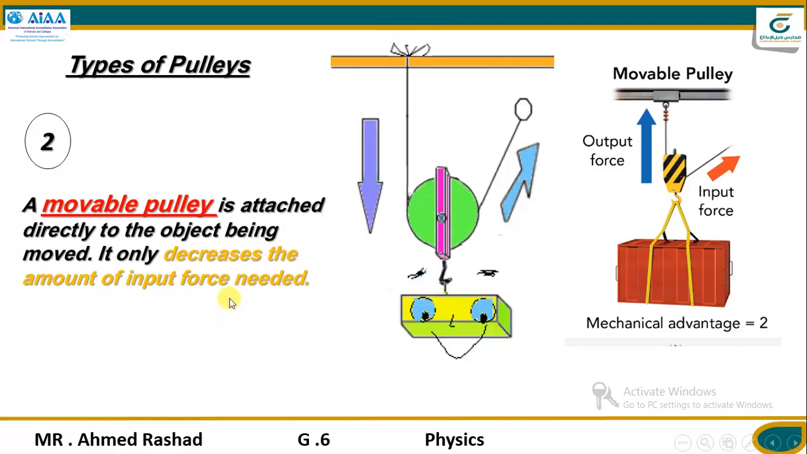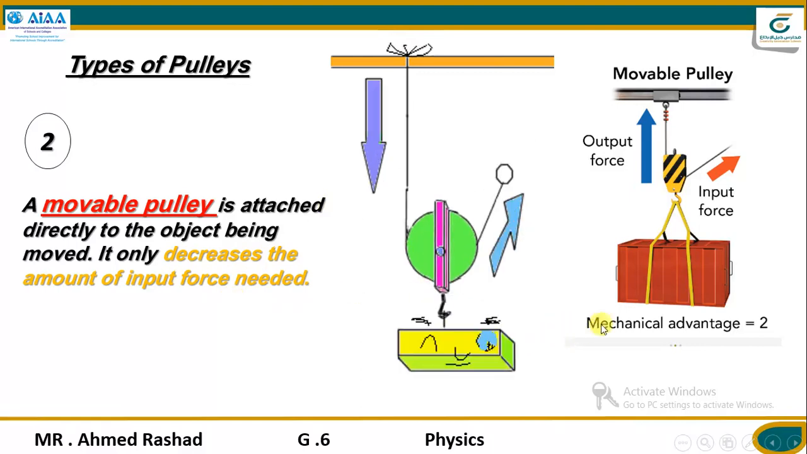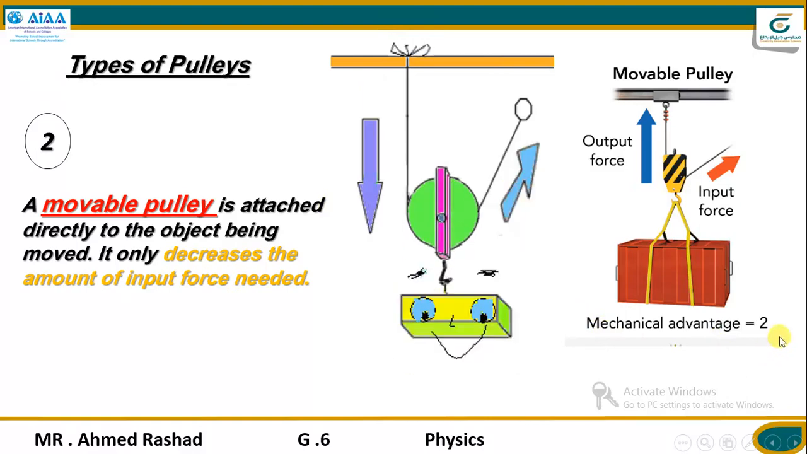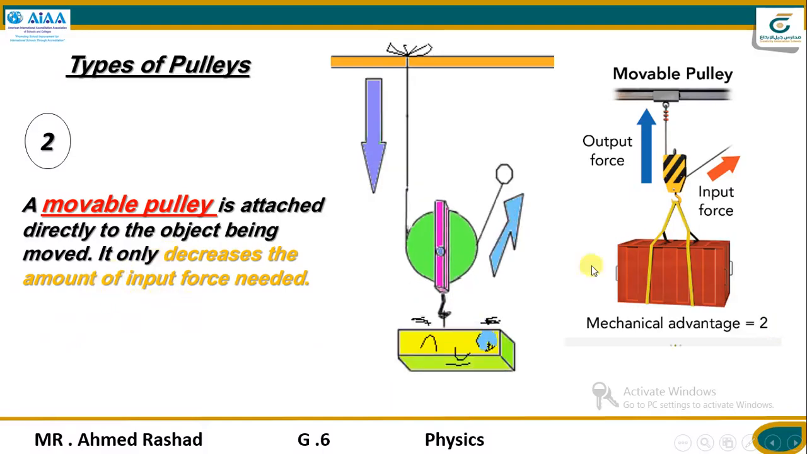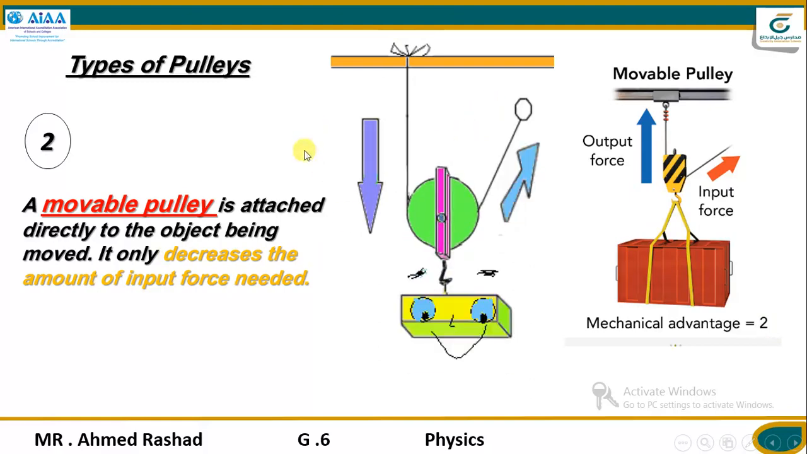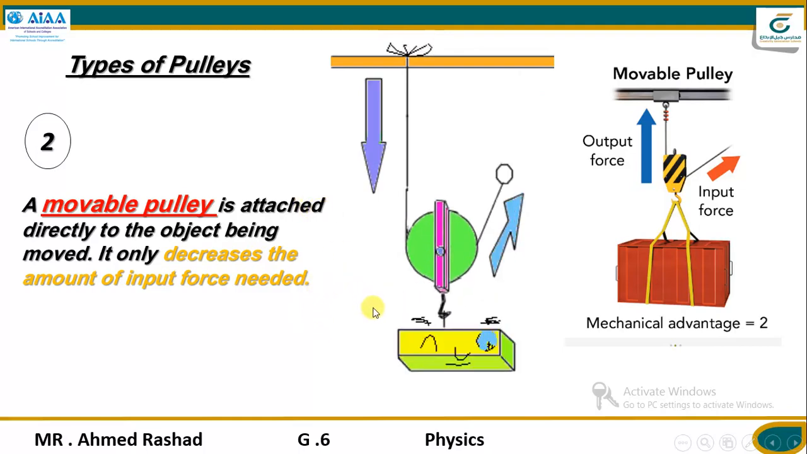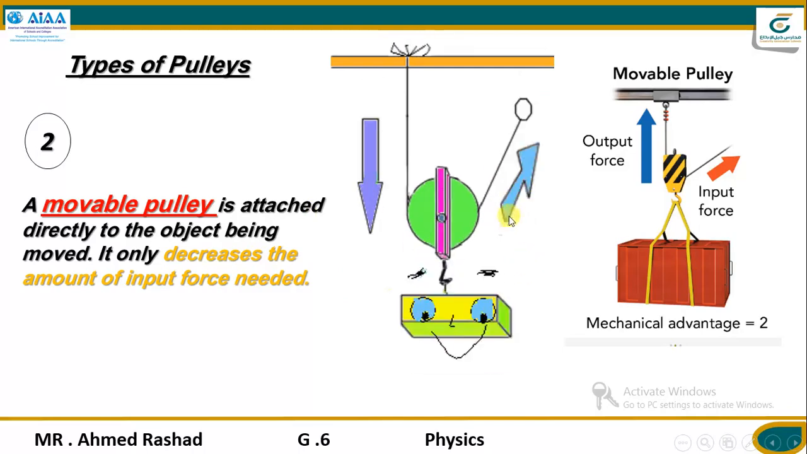And the mechanical advantage we can calculate here is 2. Why? Because it decreases the amount of input force. So this is the direction of input force, and this is the direction of output force, and actually it is the same direction, but the difference is in the amount of force, because it decreases the input force needed to pull this object up from the ground.